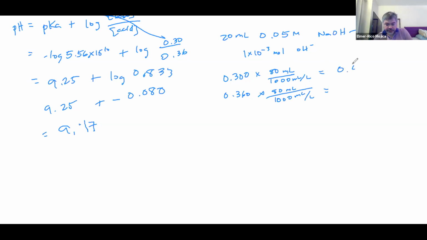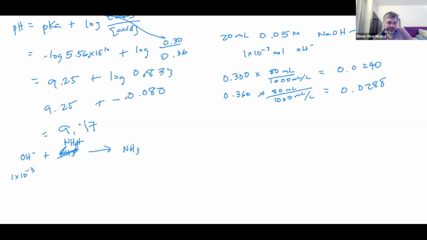So I could have a 0.024 here, and I can have 0.36 times 80 divided by 1,000, 0.0288. Do you follow? Because what I'm going to do now is which one will be reacting? So you have a hydroxide reacting with what? The acid to produce, no, the NH4 plus to produce the base. So I have there the 1 times 10 to the negative 3.